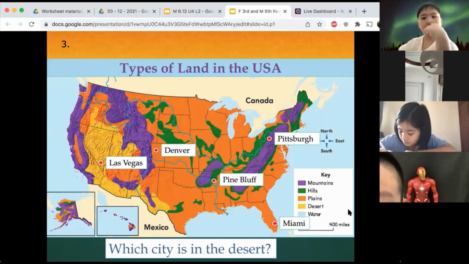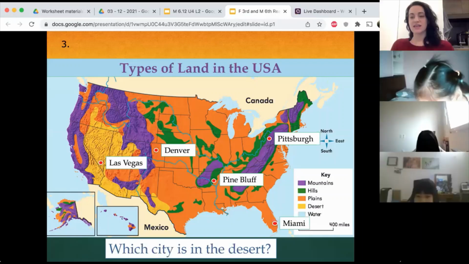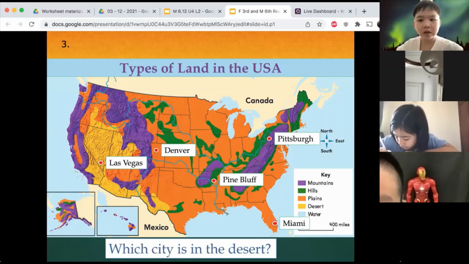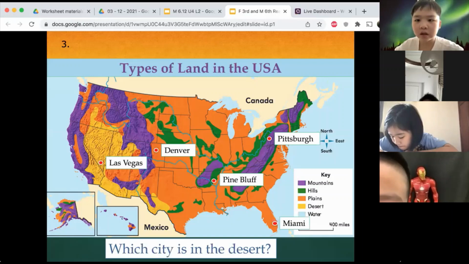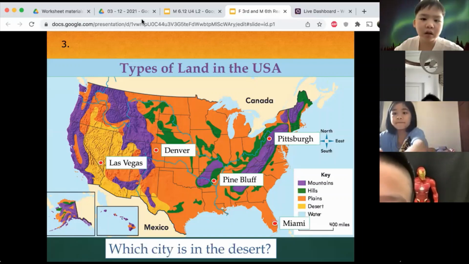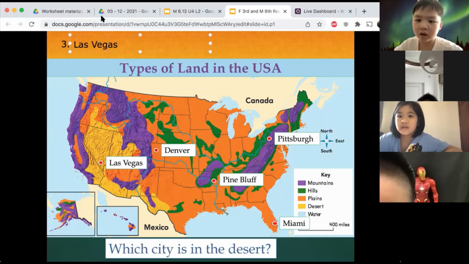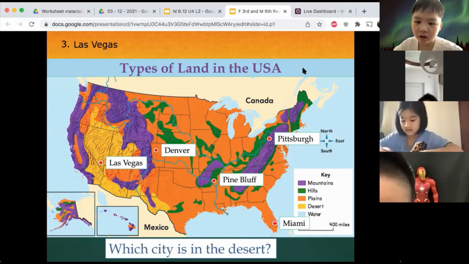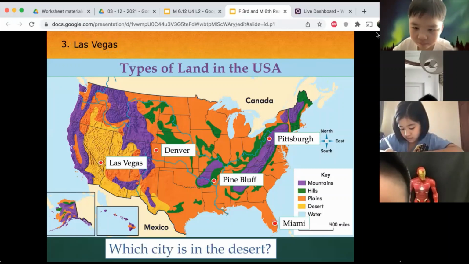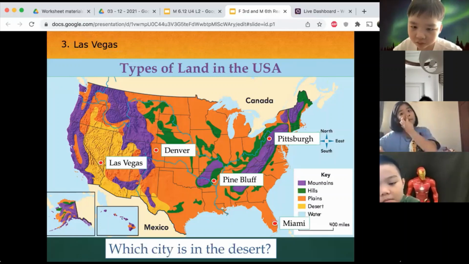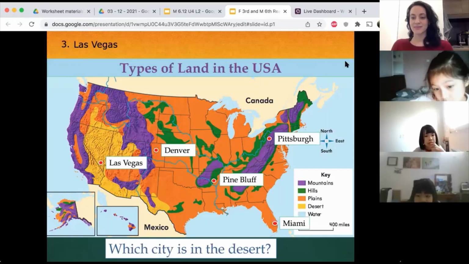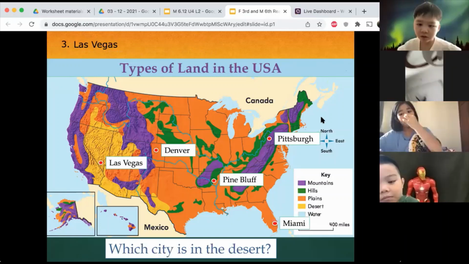All right, next one, ready? Which city is in the desert? How about Myan? It's Las Vegas. Yes, Las Vegas is in the desert. If you look at the map key, yellow means desert. Everyone, go ahead and check your work, please. Make sure you write down the right answer.